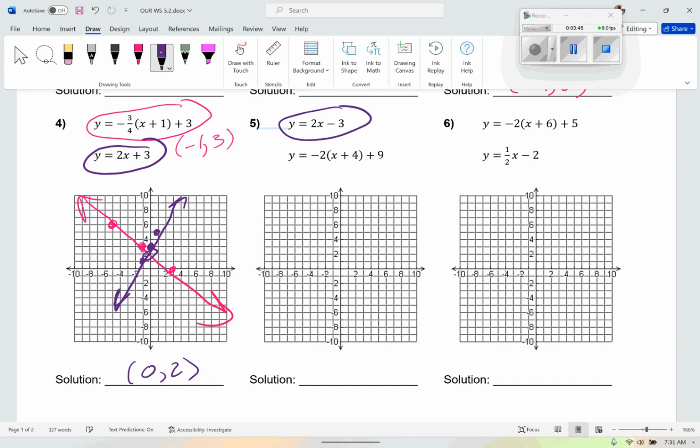This one we have a y-intercept of negative 3. Slope of 2, so up 2, right 1, up 2, right 1, up 2, right 1. We can also go down 2, left 1.